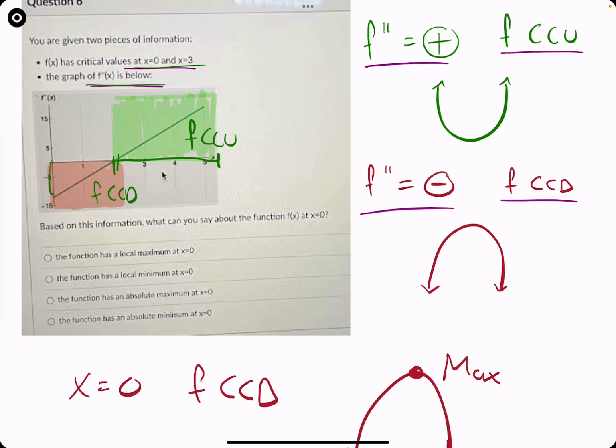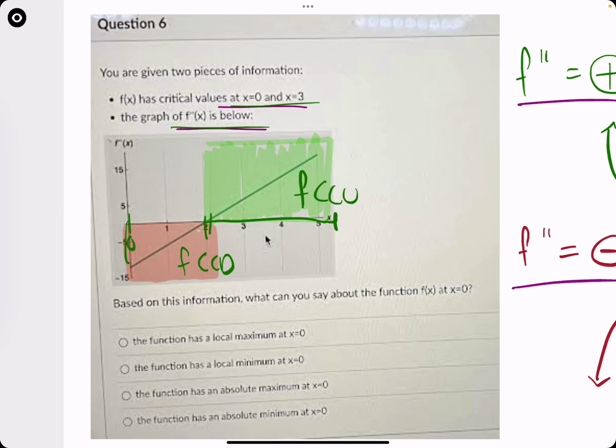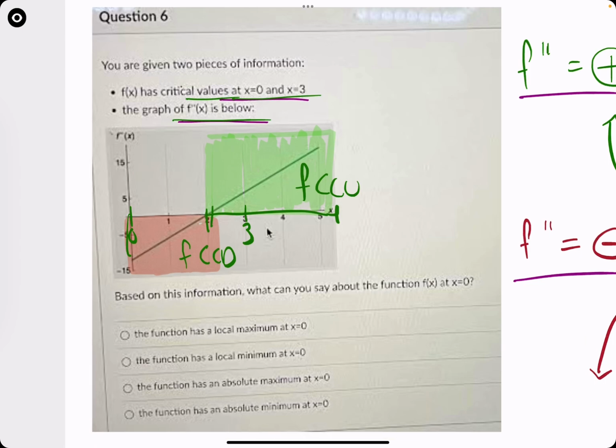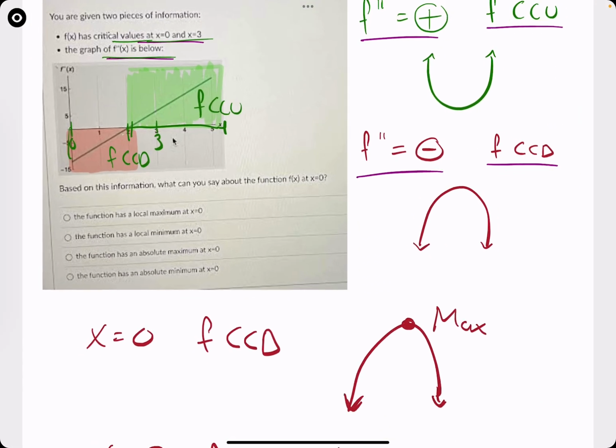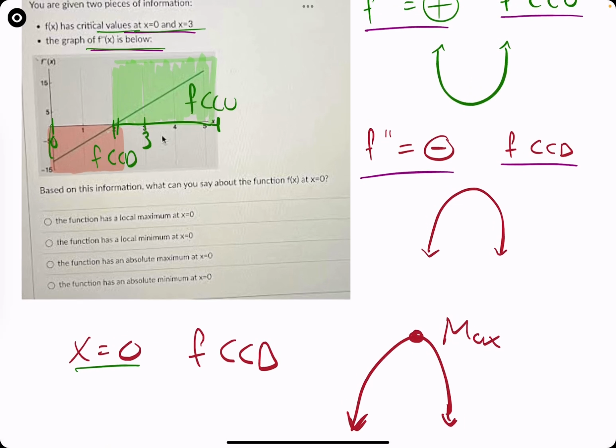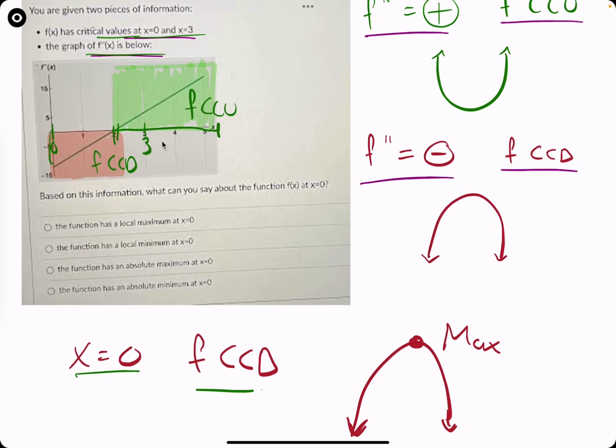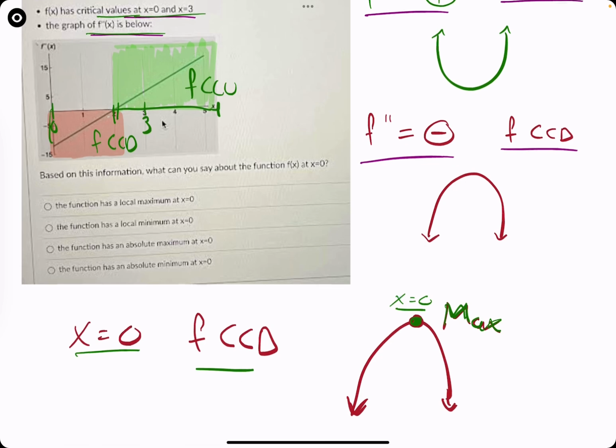So if they tell us that we have critical values at 0 and at 3, critical values are possible locations for maximums or minimums. So at x equals 0, we know that f is concave down because f double prime is negative. So if we have a possible location for a max at x equals 0, and we know that f is concave down, then that means we definitely have some sort of a max at x equals 0. Now, we'll talk about whether it's a local or absolute in just a moment.